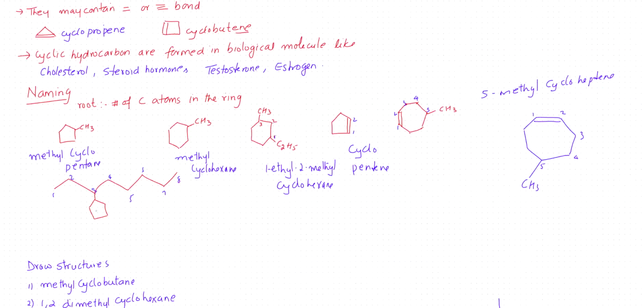So we call it cyclopentyl. All the side chains are called -yl, like ethyl, methyl, propyl. So it is called 3-cyclopentyl octane. The -yl is attached for all side chains. So 3-cyclopentyl octane.